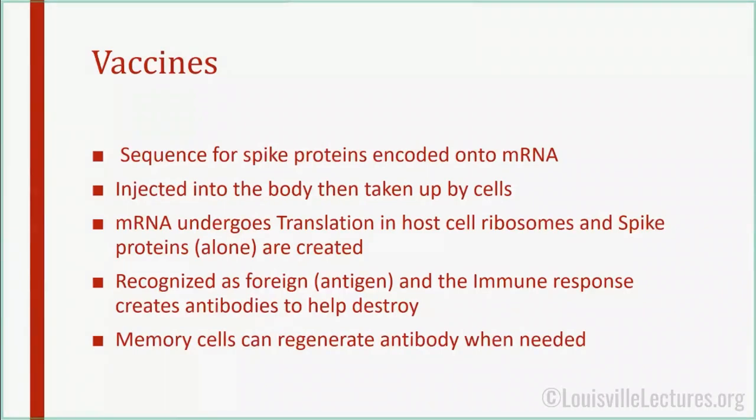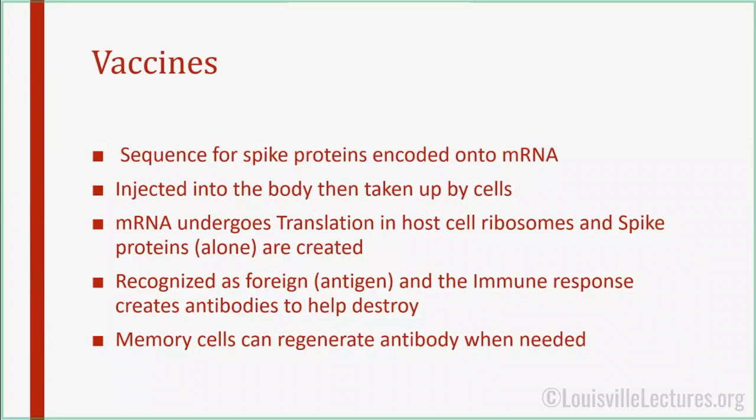Now, the way these work is the genetic sequence of the virus, particularly for the coronavirus in this case, the messaging sequence of the spike proteins is identified. Once identified, it's encoded on a messenger RNA that's manufactured. And what happens is this messenger RNA is administered to patients where it's taken up by their cells. Now, just like with the COVID-19 infection, once it gets taken up by the cells, it makes its way to the ribosomes. And then translation of those proteins, and in this particular case, the spike proteins, are created. Now, once you have the spike proteins there, they are recognized as being foreign or antigenic substances, and the immune response begins. And ultimately, antibodies are created, and they help destroy, in this case, the spike proteins.